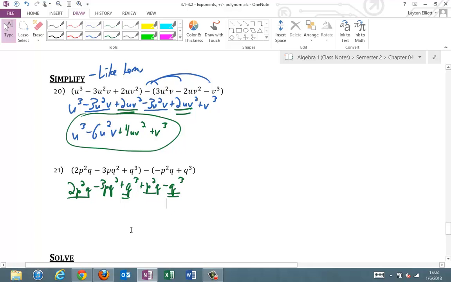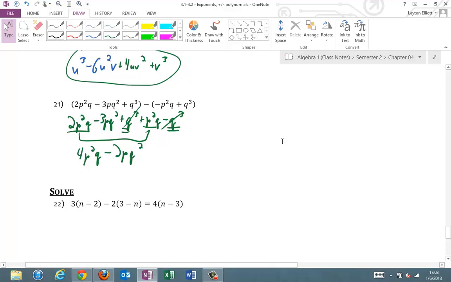So I'm actually going to put it in descending order. Let's go with the p's. Let's do the sum here first. 4p squared q. The q cubes drop out because it's q cubed minus q cubed. And then the other ones are going to add to become a negative 2pq squared.